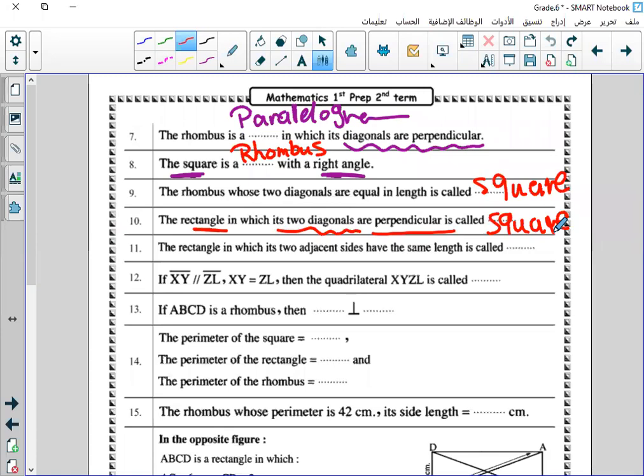Number eleven. The rectangle in which its two adjacent sides have the same length is called what? Square. Excellent.